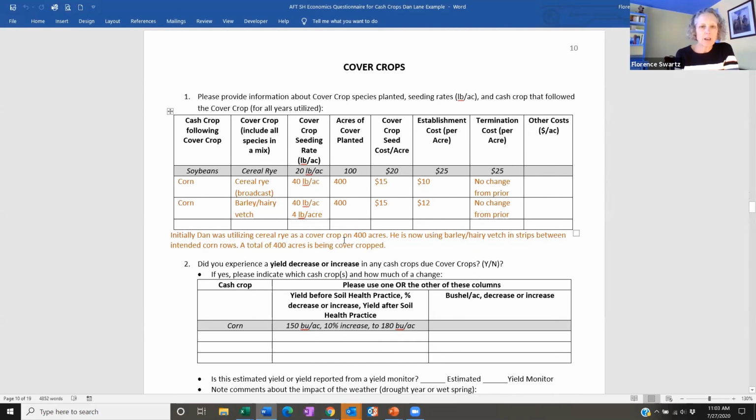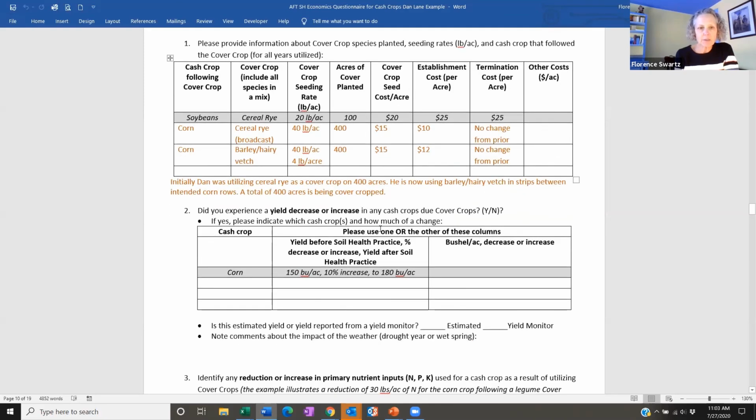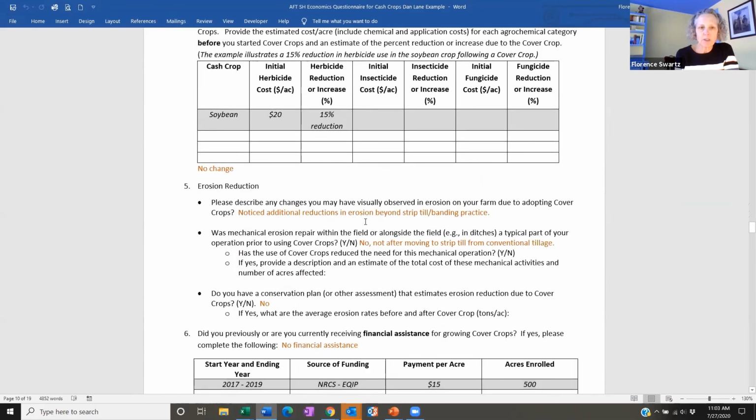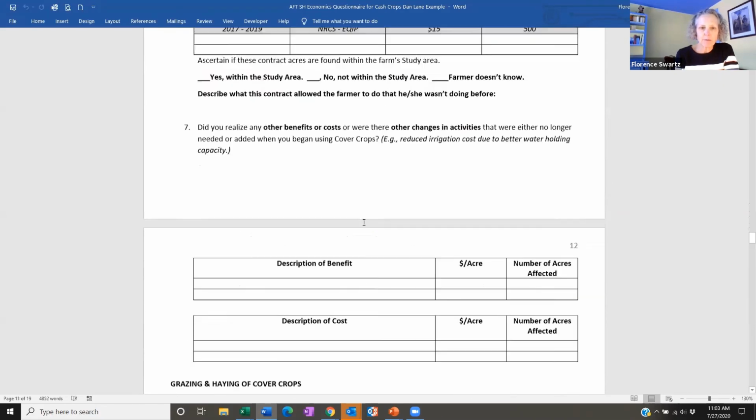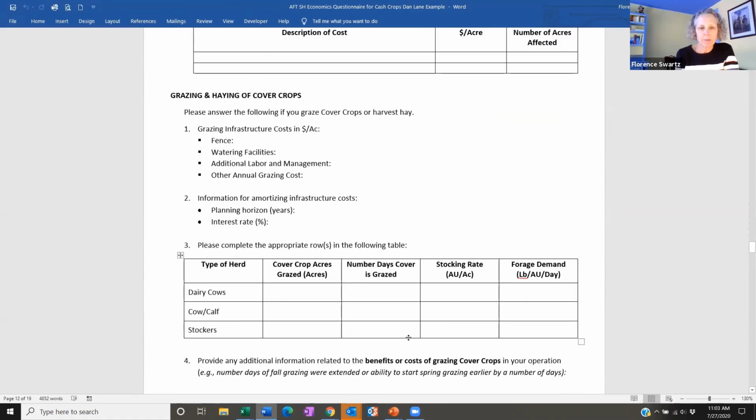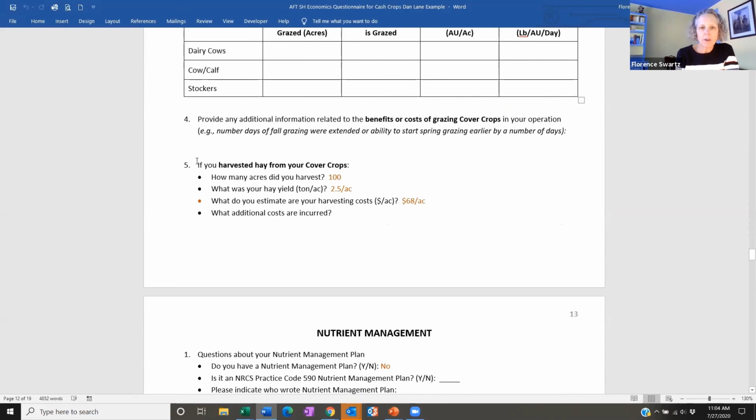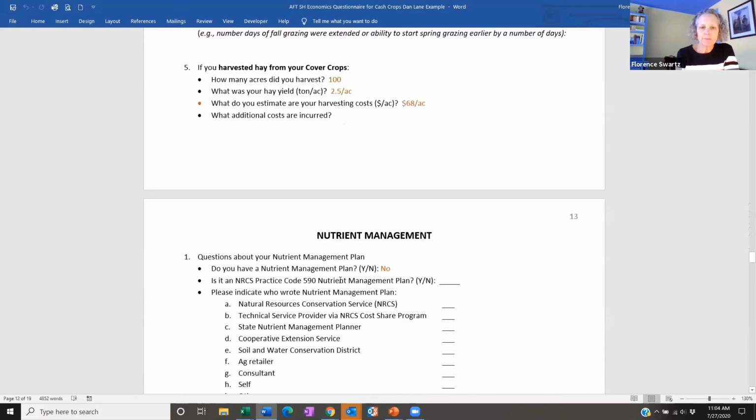The next practice we have is cover crops. And as you can see, we just ask for all the information having to do with cover crop establishment in the first section here. The rest of this looks familiar. It's basically the same effects that we had for the tillage tab. And in the interest of time, I won't belabor it, except to say at the very bottom, we do have grazing and haying for cover crops, which is unique to this practice. So there's an opportunity to enter information here to the extent that the farmer is grazing their cover, or if they're harvesting their cover as hay.